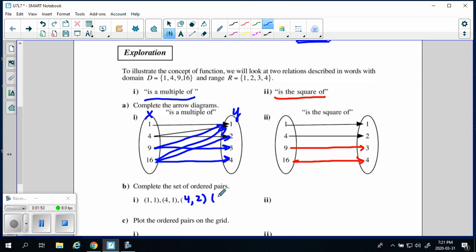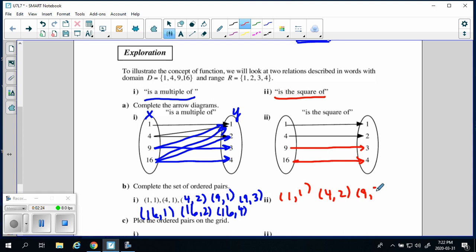9 maps to 1, 9 maps to 3, and 16 actually maps to 1, 2, and also 4. So if you look at the number of arrows here, that's the same number of ordered pairs that are down here. This one's a little bit simpler. 1 maps to 1, 4 maps to 2, 9 maps to 3, and 16 maps to 4. So this relation only has 4 points in it.